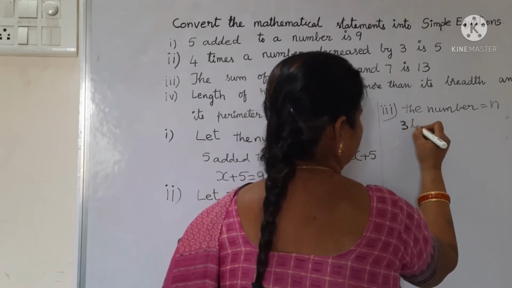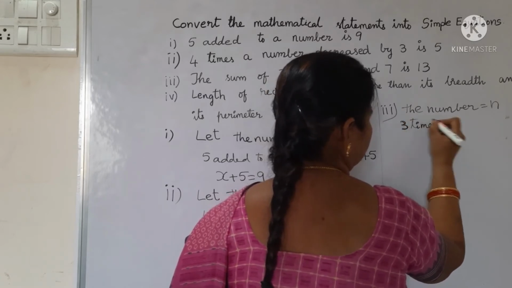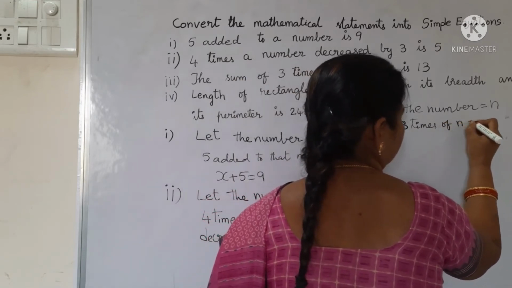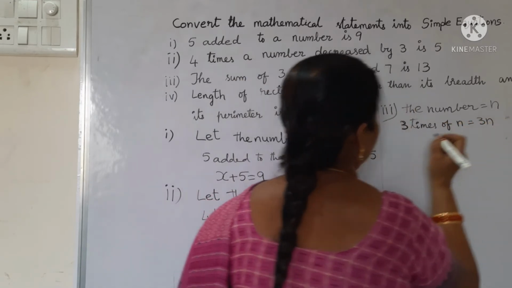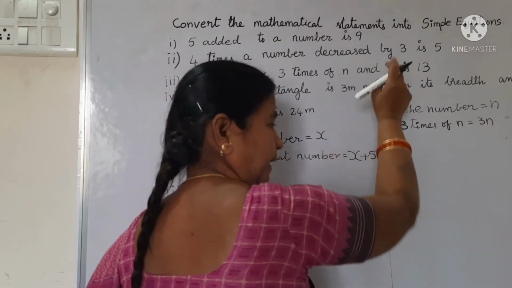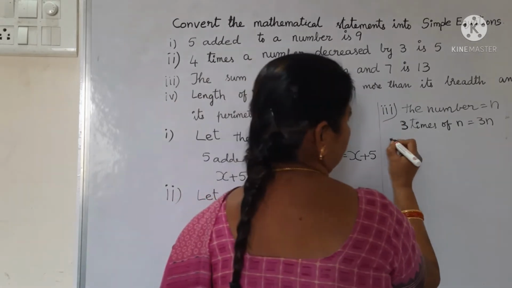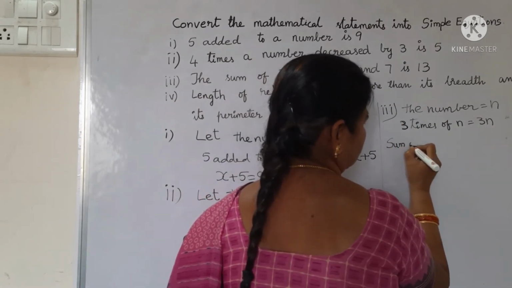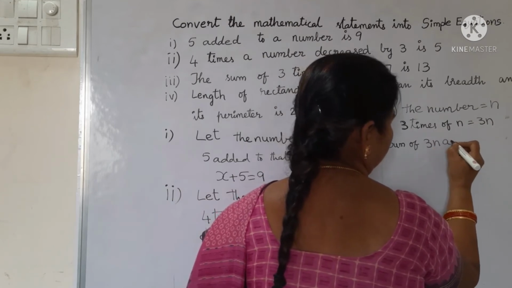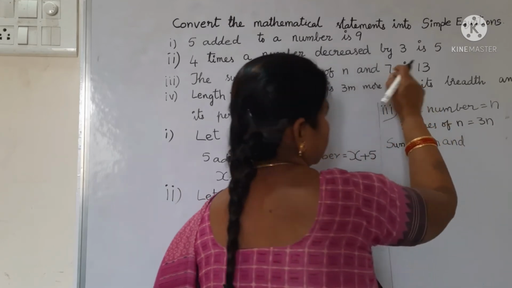3 times the number. What we get? 3 times of n. What we get? 3n. And sum of 3 times of n and 7. So sum of 3 times n we get 3n and sum of 3n and 7.